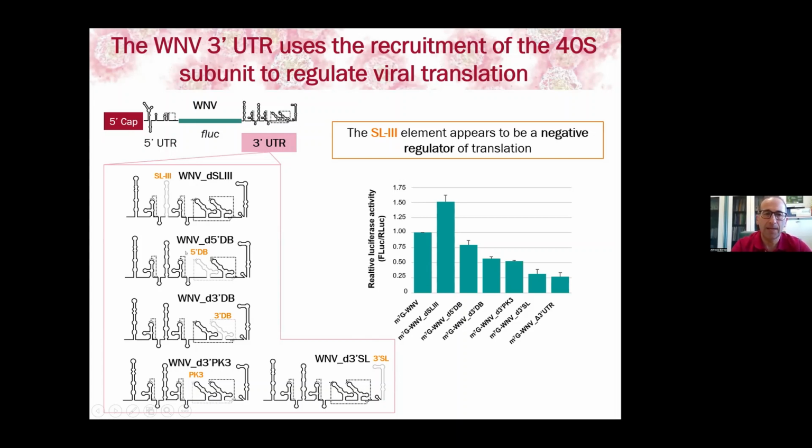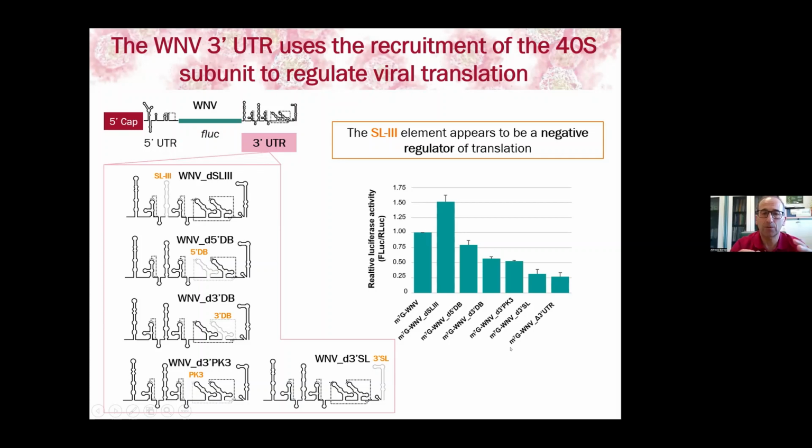But interestingly, when we deleted the other potential binding site, the SL3, it results in an increase in translation, almost 50%. This resembles the result I showed you before that we obtained with hepatitis C virus. So it means that this structural unit seems to play a negative role, a negative regulation role, of translation.